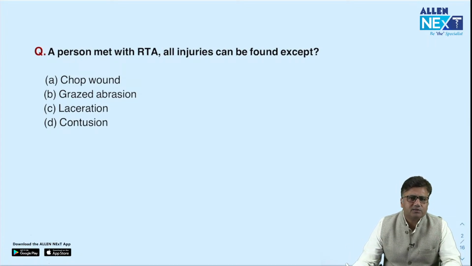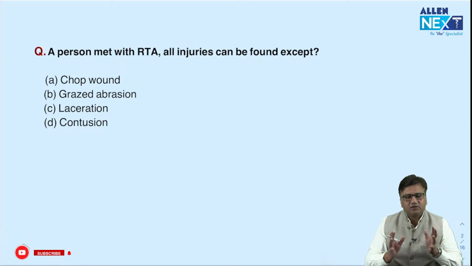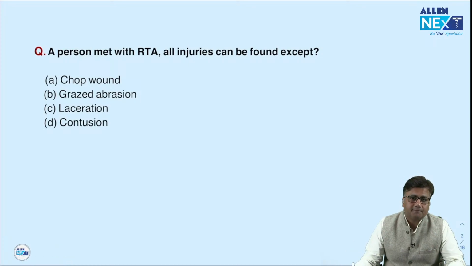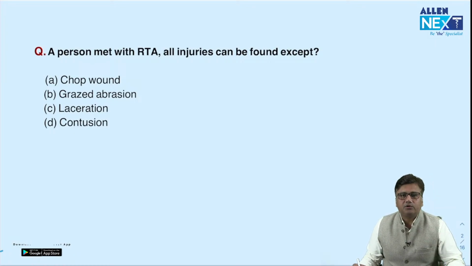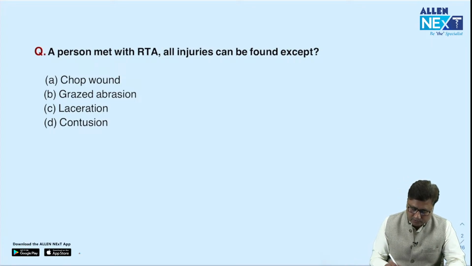Very straightforward question, a question from a very simple concept जो हम अपने examination में अपनी preparations में हमेशा पढ़ते हैं. The concept is about road traffic accident. The question says a person met with road traffic accident. All injuries can be found except. Okay, so here what you can see is that road traffic accident, RTA means road traffic accident.